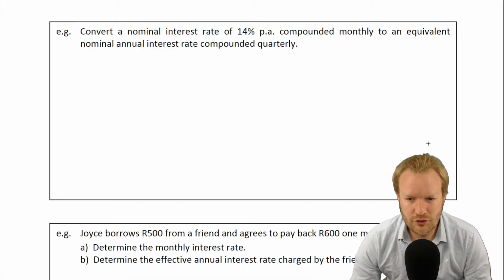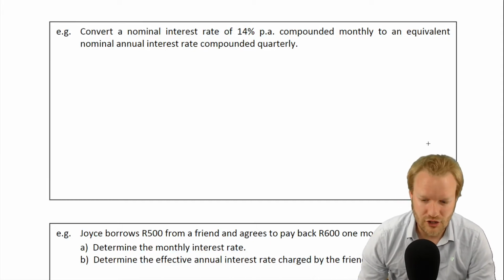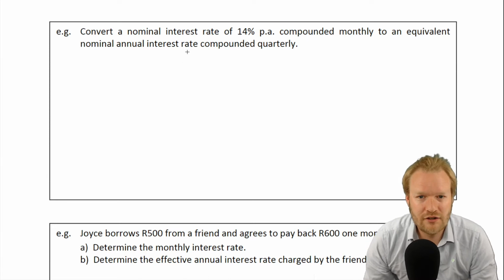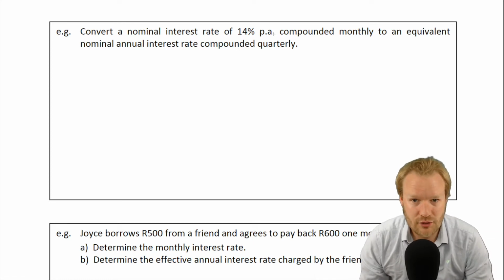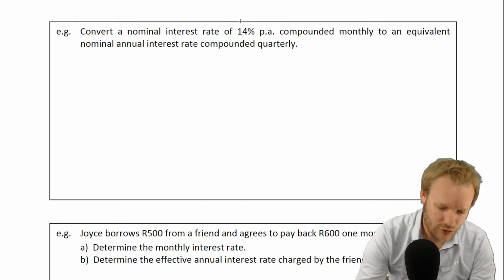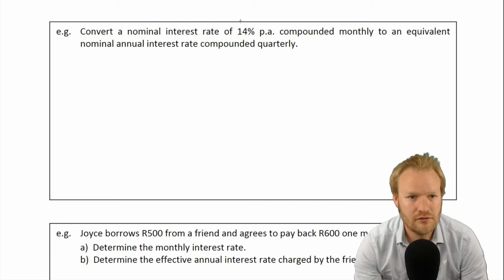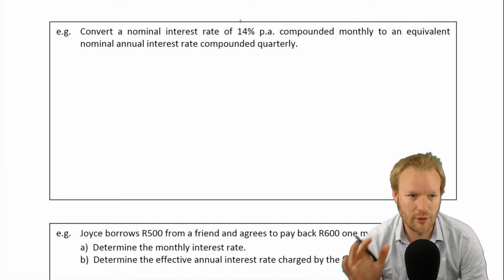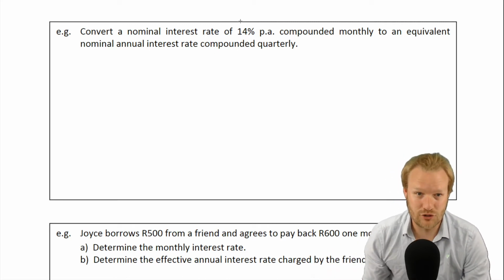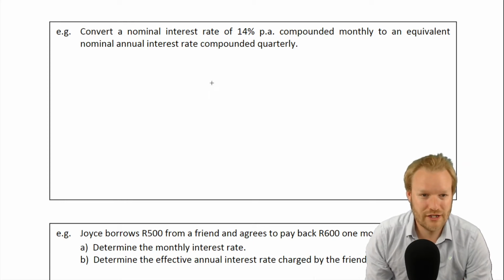Okay, so for this third example, we're converting between two nominal interest rates. Our first nominal interest rate is 14% per annum, and we need to find the equivalent nominal interest rate compounded quarterly. So let's look at our equation.